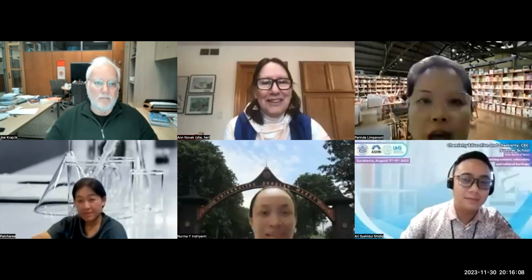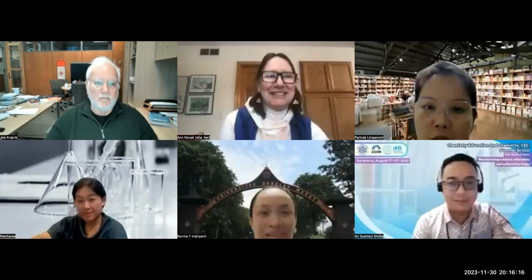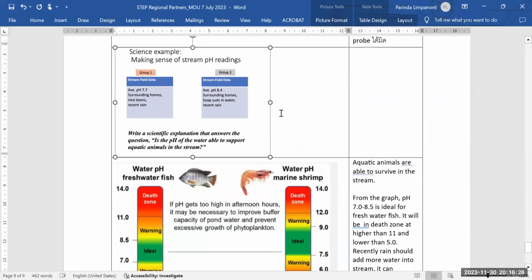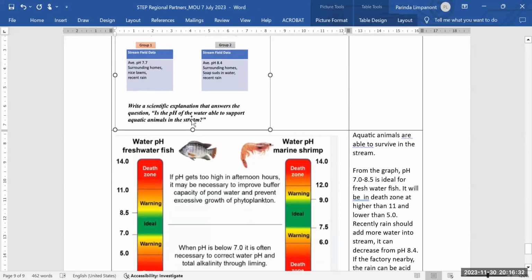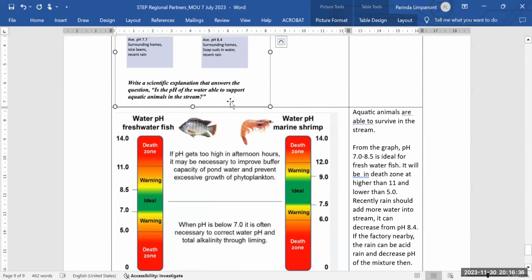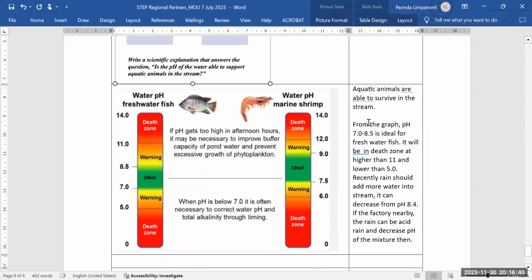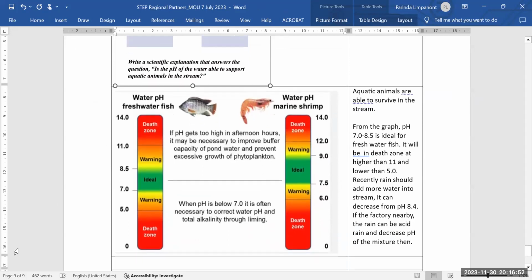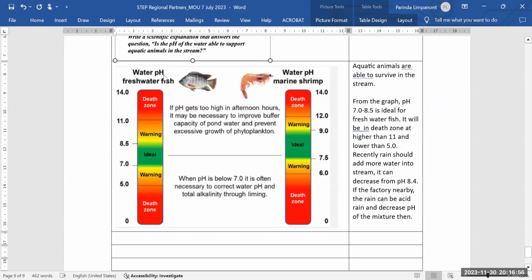I can do that. I'm from group 3, room number 3. Okay, wonderful. May I share the screen? Please. So we made an explanation on the data from group 2, the pH 8.4. The question is, is the pH of the water able to support aquatic animals in a stream? So we think it means if the aquatic animals are able to live in the stream with the pH 8.4. We looked up the evidence real quick on the internet and found that freshwater fish have an ideal pH to live between 7 and 8.5.